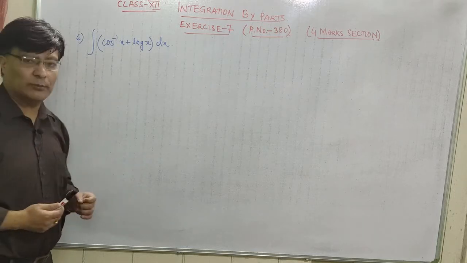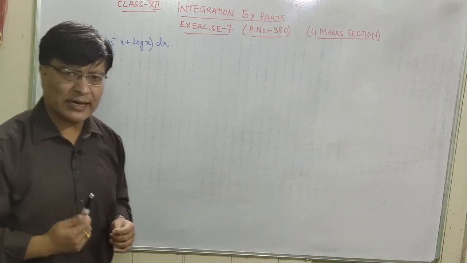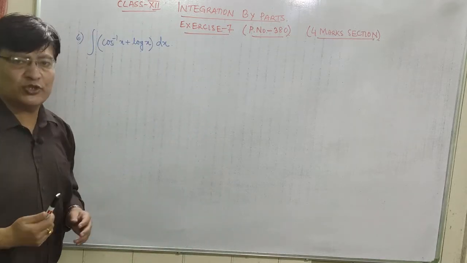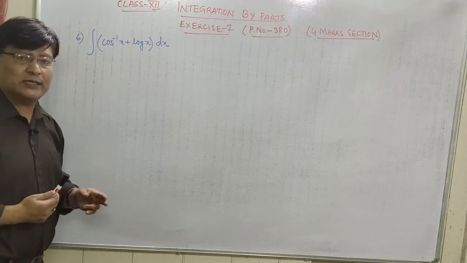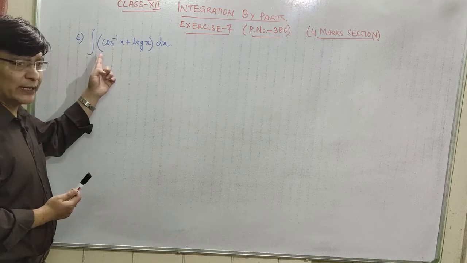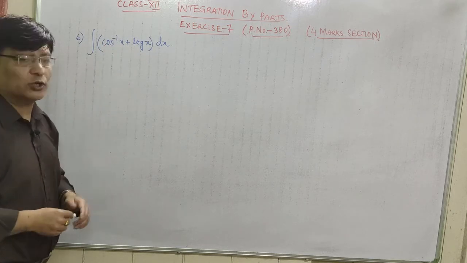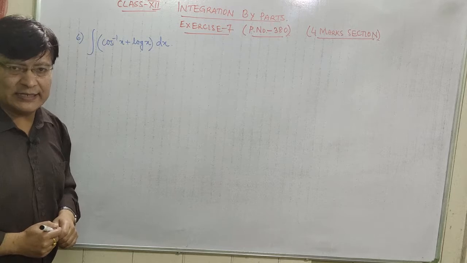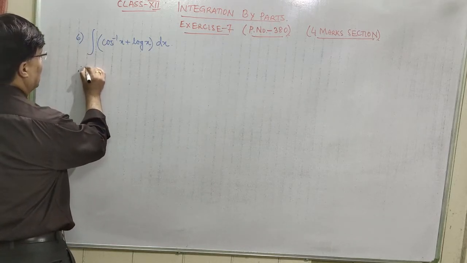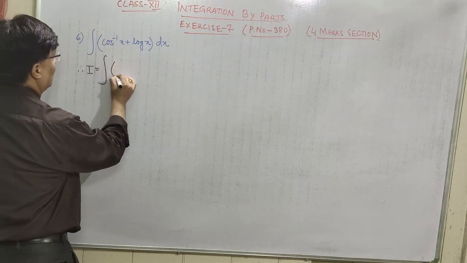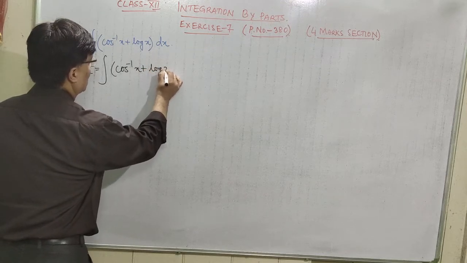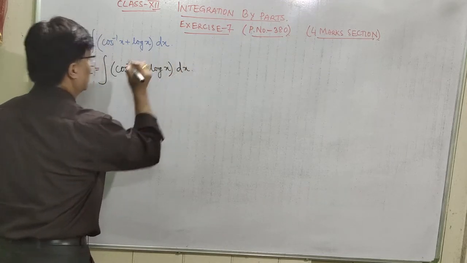So let's do this question number 6. And in the last online class we finished up to question number 5. So let's do this question number 6. That is, you have to evaluate this integral. That is integration of within bracket cos inverse x plus log x bracket close dx. Dx means with respect to x. So let us first write I is equal to integration of within bracket cos inverse x plus log x bracket close dx.